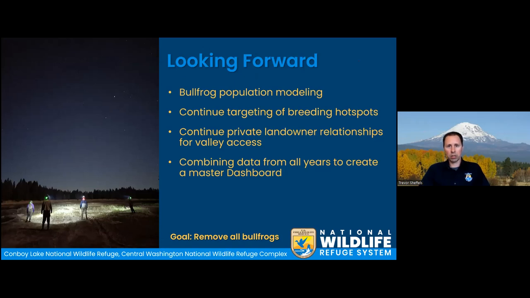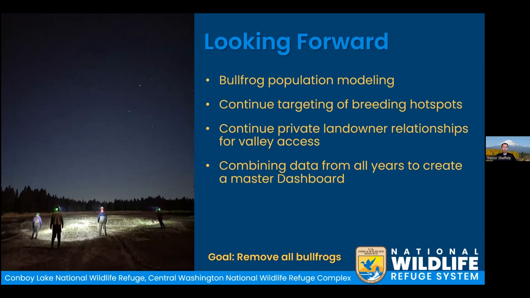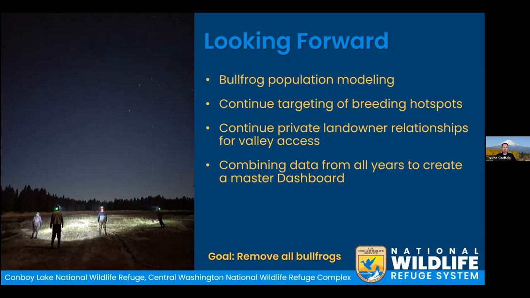So with that, just a quick slide on looking forward, some work we're doing. We're working with our statistician to try to do some population modeling of bullfrogs to look at that depletion through time as we remove bullfrogs. We now have a much better handle on where all the bullfrog breeding is happening in the valley and are able to better target that moving forward. We're doing well with getting access to private lands and those relationships, and continue to work on that at a few key remaining sites. And then continue the work that Robin is doing in coordination with our inventory and monitoring team to work on these dashboards that have been a really nice way for us to look at data in real time instead of only month by month or after the year. So it really has been informing what we're doing.